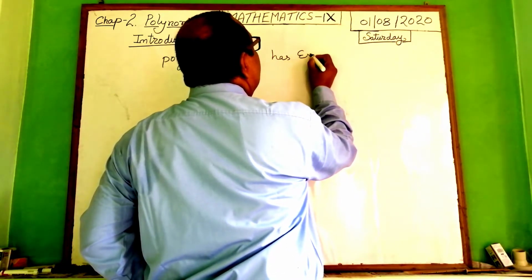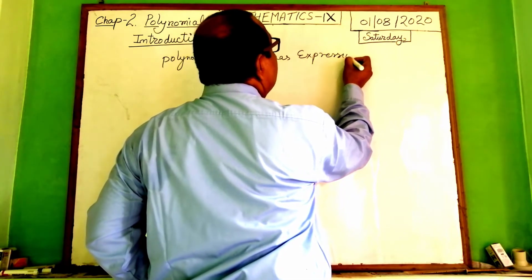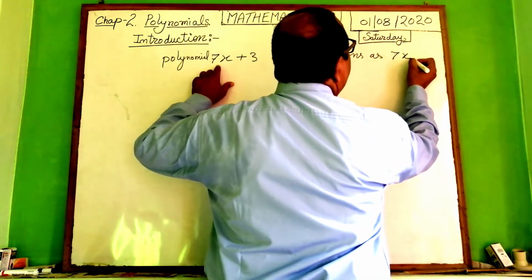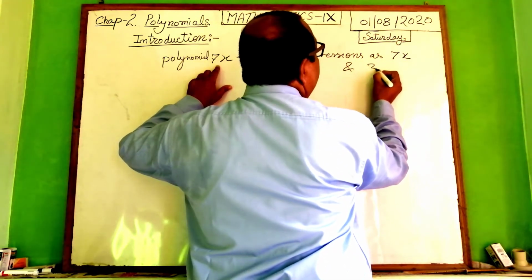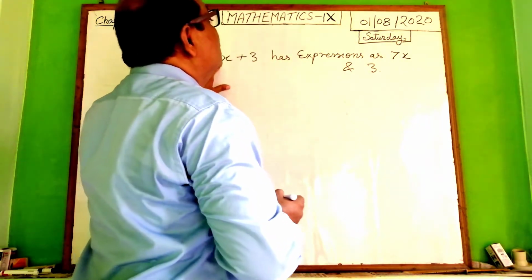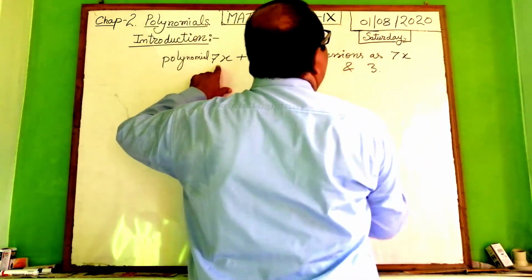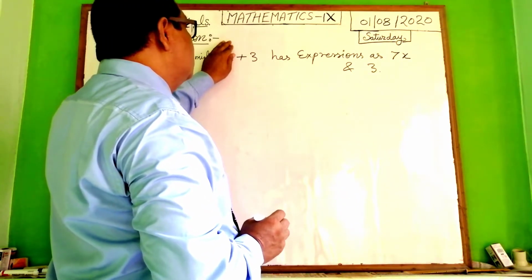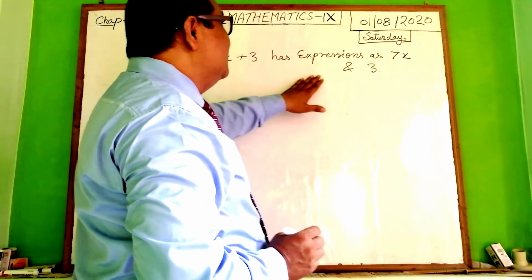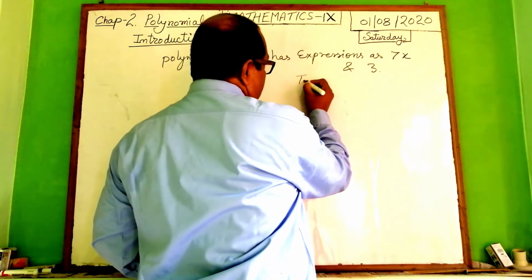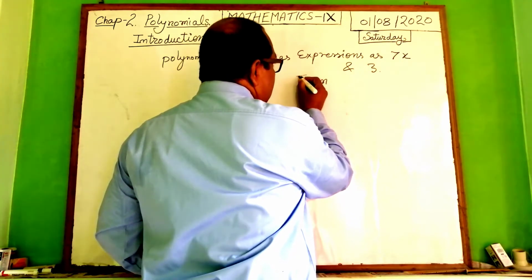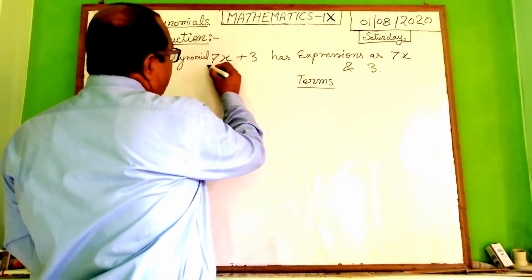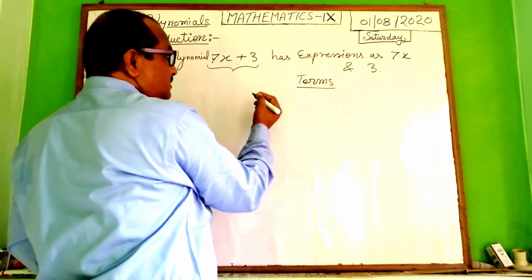Polynomial 7x plus 3 has two expressions, as the first one is 7x and another is 3. These two expressions, the first algebraic expression 7x and another 3, are called terms. These are also called terms, which means this polynomial has two terms.